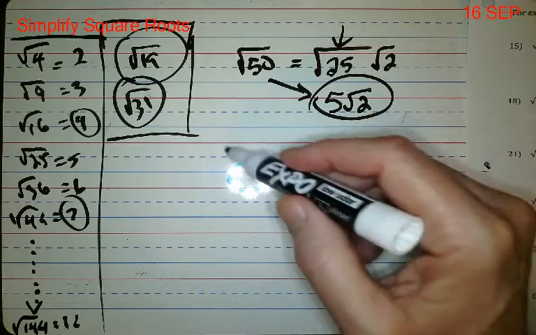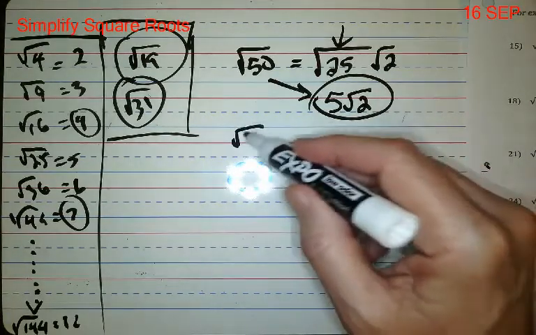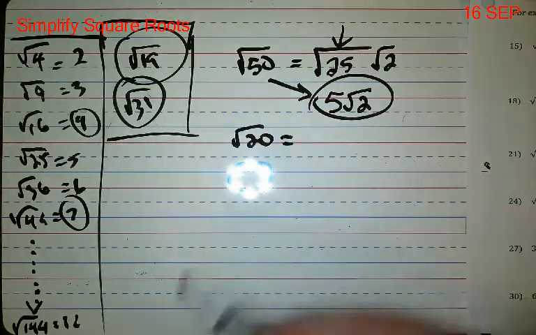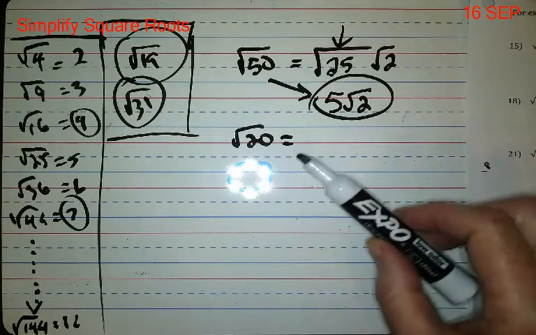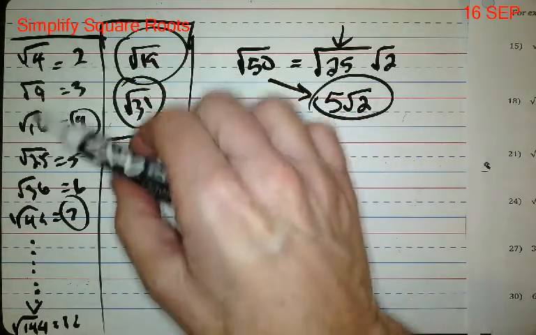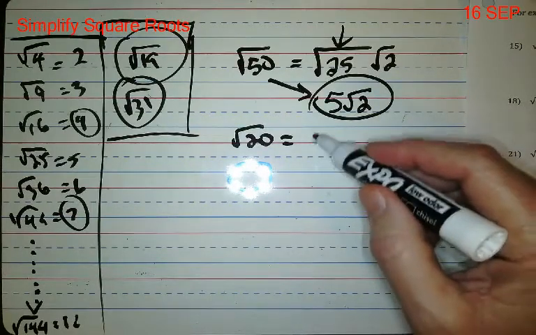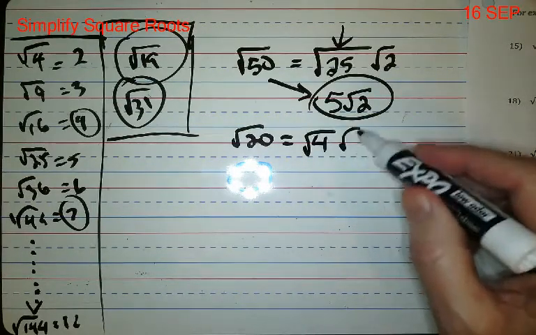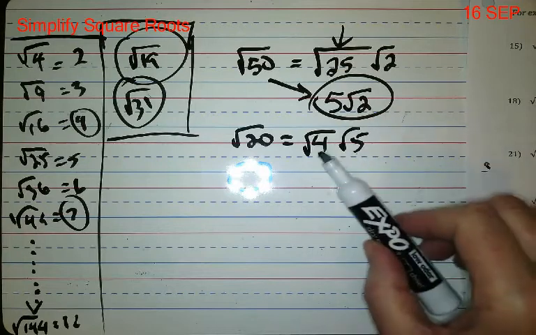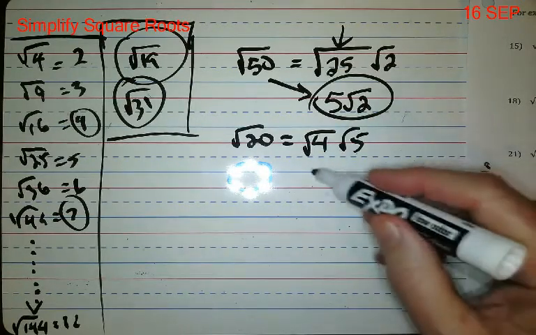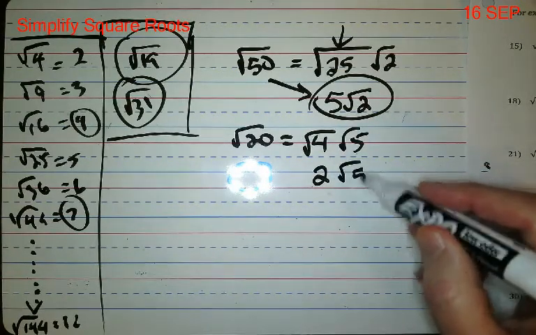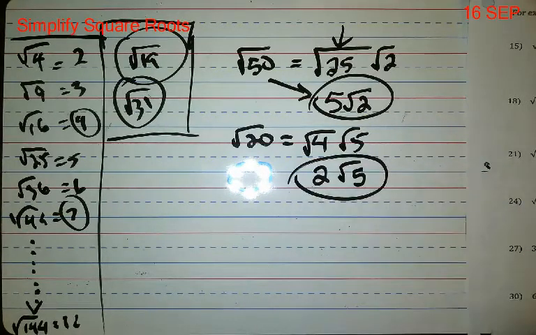Let's do another one. What if I gave you 20? Well, 20 is 2 times 10, but I don't know the square root of 10 or 2, right? I know 20 is 4 times 5. I know the square root of 4. Ooh, I don't know the square root of 5. That's the answer to the question.